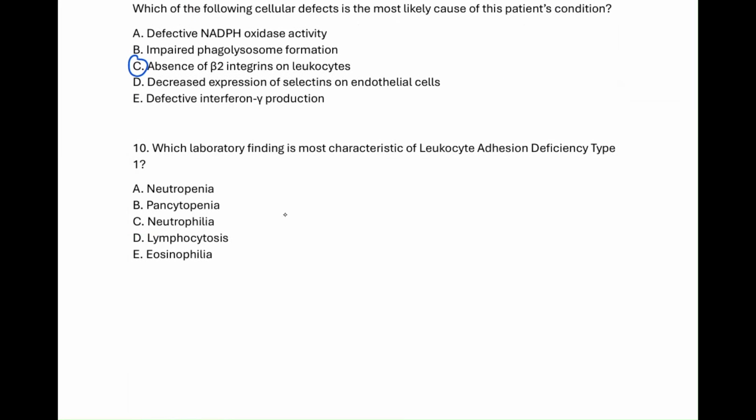And the last question: which laboratory finding is most characteristic of leukocyte adhesion deficiency type 1? Like we mentioned, they're not going to have marginating pools of neutrophils. All their neutrophils are going to be circulating, and that will lead to what? Neutrophilia.